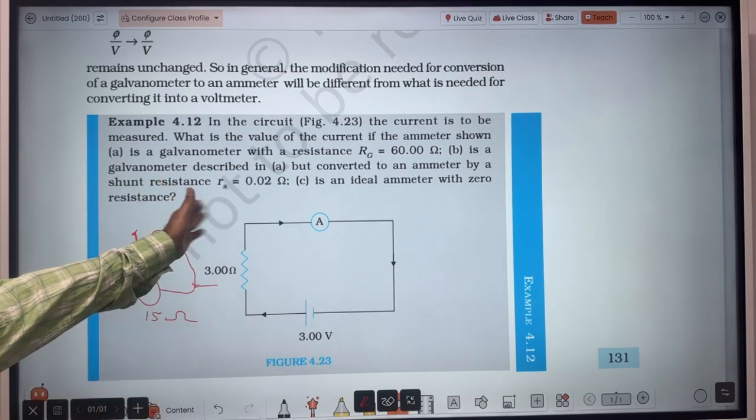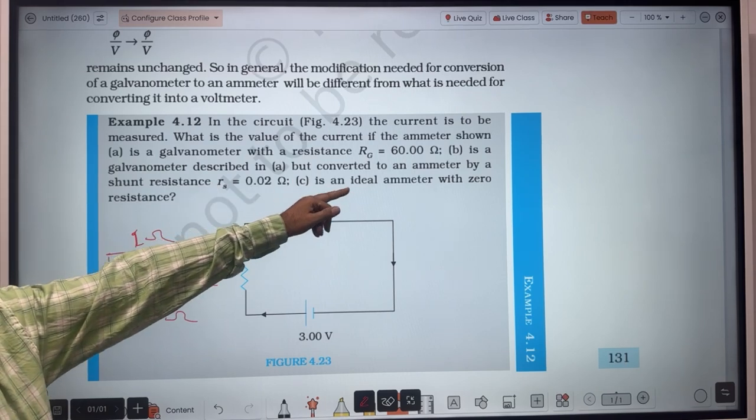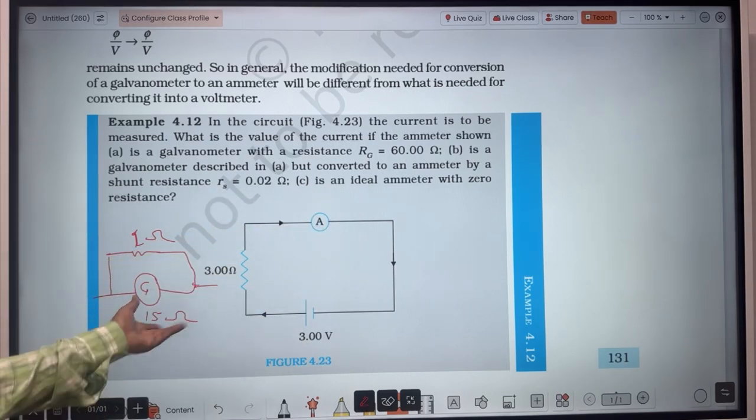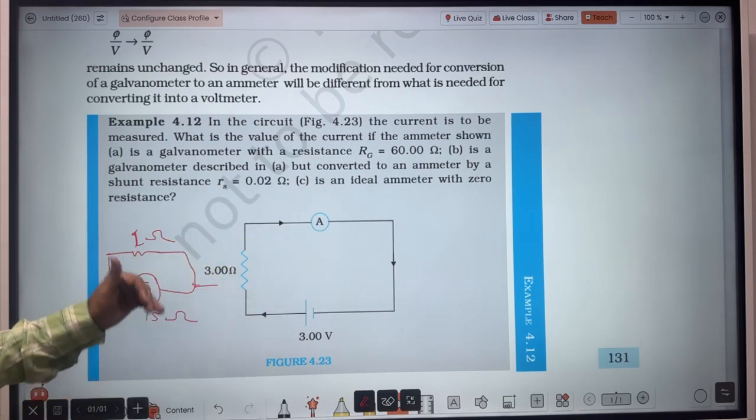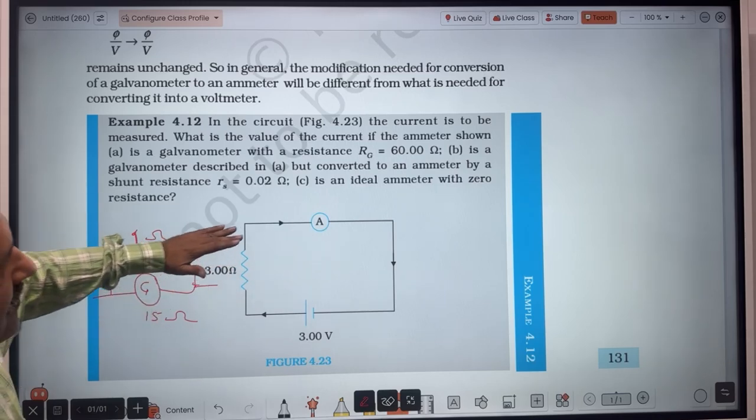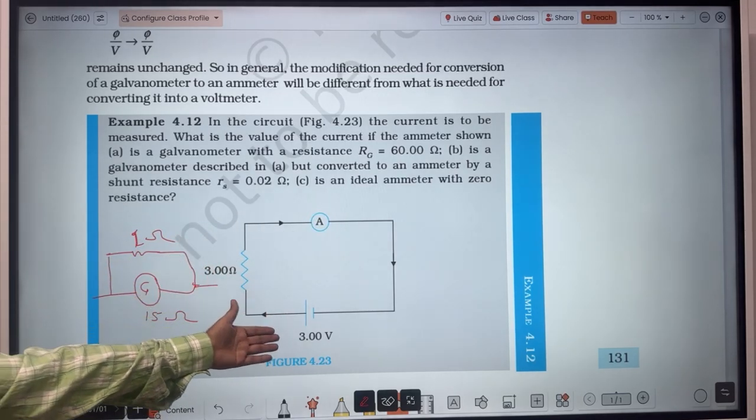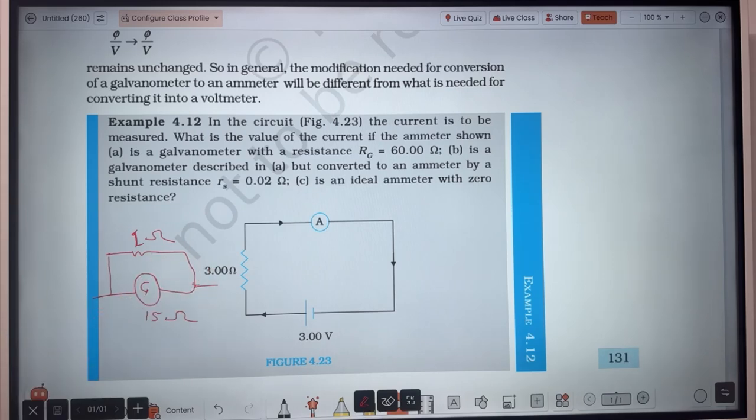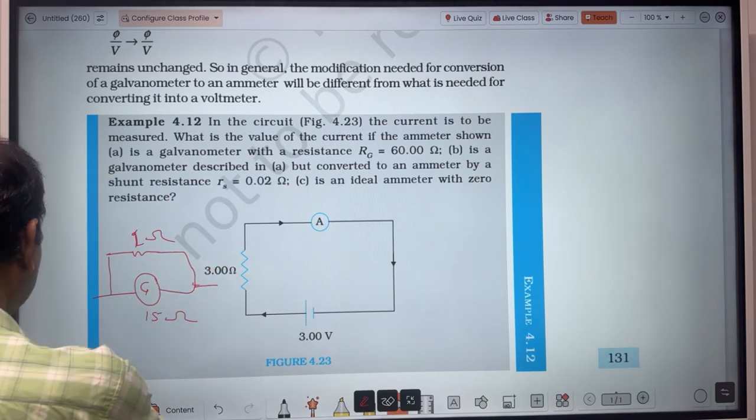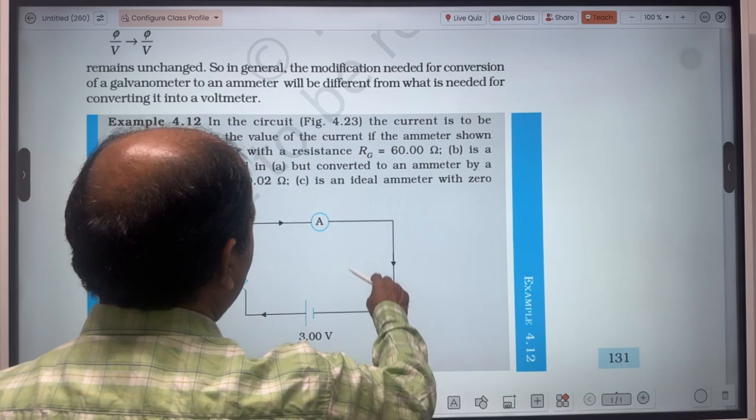And third case we will see the answer. The third is an ideal ammeter with zero resistance, so there is no resistance at all. It means it is just a simple conducting wire. In that case, directly we can find 3 volt and 3 ampere. Correct? So let's see the solution.